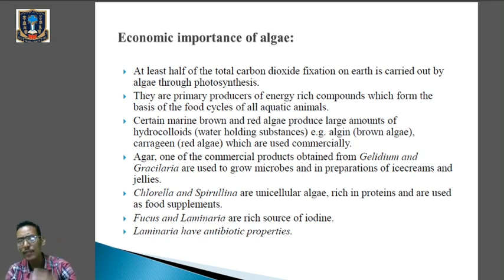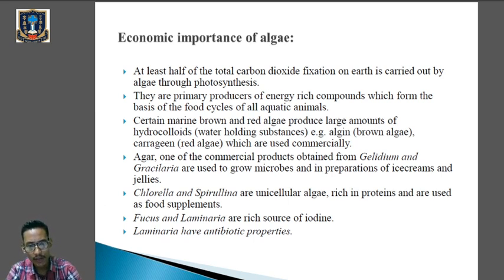Clear? Third importance, certain marine brown algae and red algae produce large amounts of hydrocolloids, meaning water holding substances. For example, algin from the brown algae and carrageen from the red algae, which are used commercially. They are mainly used commercially because they produce hydrocolloids, the water holding substances. The next one, agar, one of the commercial products obtained from Gelidium and Gracilaria.